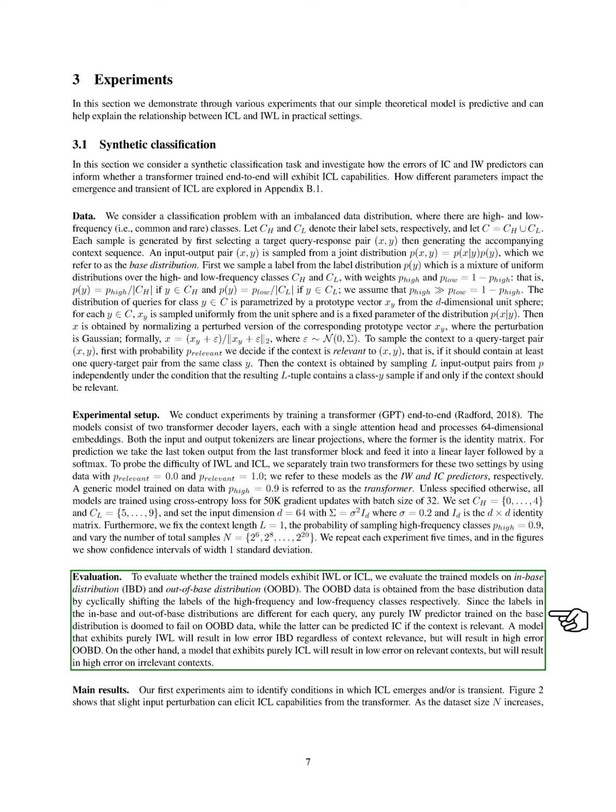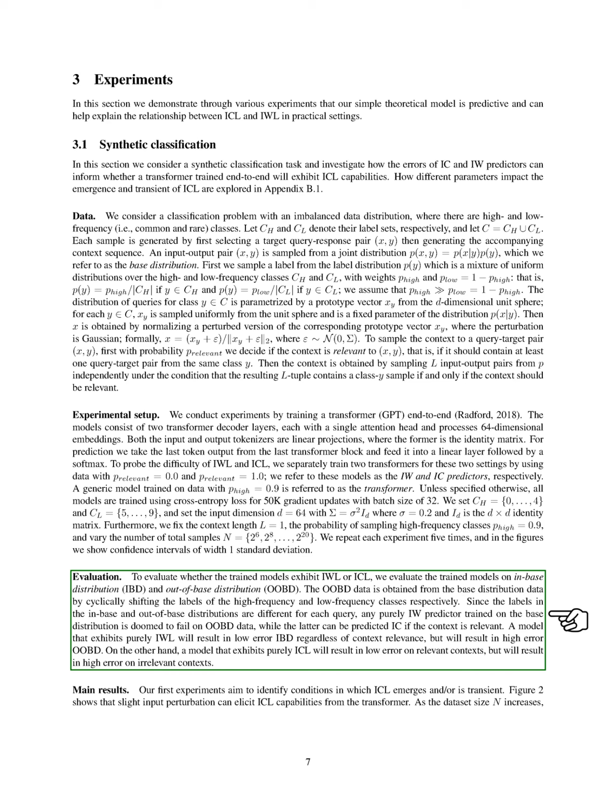For evaluation, we assess whether the trained models demonstrate IWL or ICL by testing them on both in-base distribution, IBD, and out-of-base distribution, OOBD, data. The OOBD is created by cyclically shifting the labels of the classes. A purely IW predictor trained on the base distribution will struggle with OOBD data, while it can predict ICL if the context is relevant.